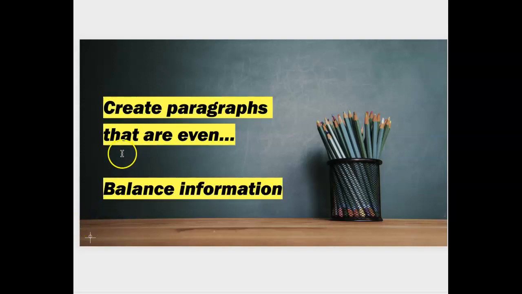You want to create paragraphs that are even and balance information. Those of you in British literature, make sure that you're balancing your assessment of Arthur Conan Doyle and his text versus Robert Louis Stevenson and his text. There should be an even amount there. For those of you in 1301, make sure your connection paragraph, where you connect your own experiences, is not by far longer than the paragraphs where you're doing your summary and analysis.